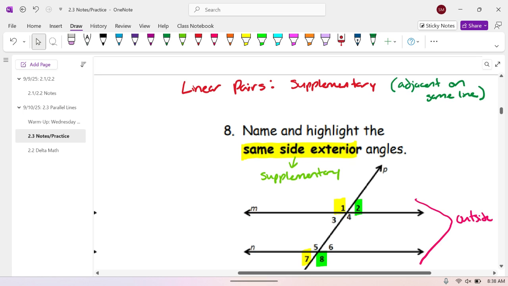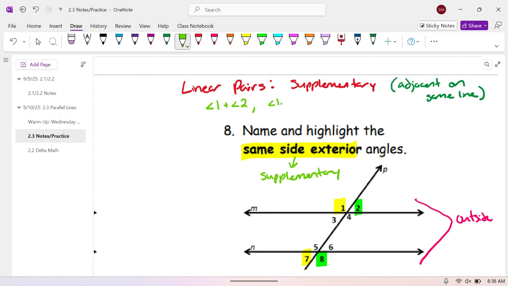If you want to make a note, you can say 1 and 2, 1 and 3, 2 and 4, 3 and 4, 5 and 6, 5 and 7, 6 and 8, and 7 and 8 are all linear pairs, which means they all add to 180 degrees.